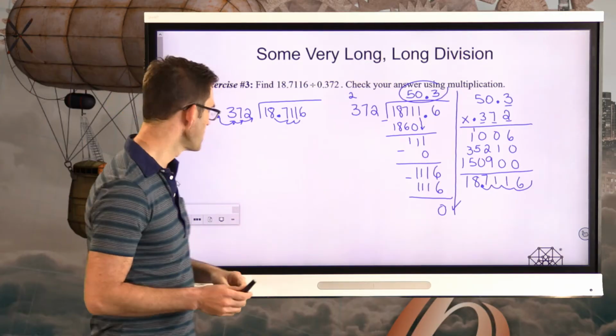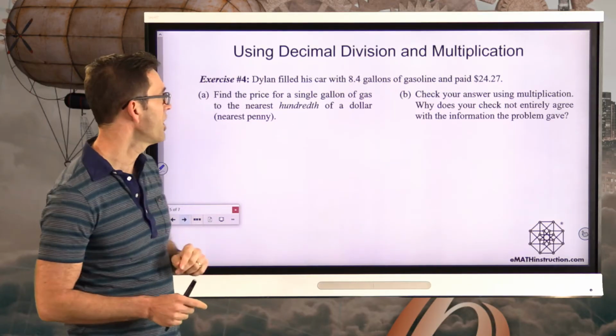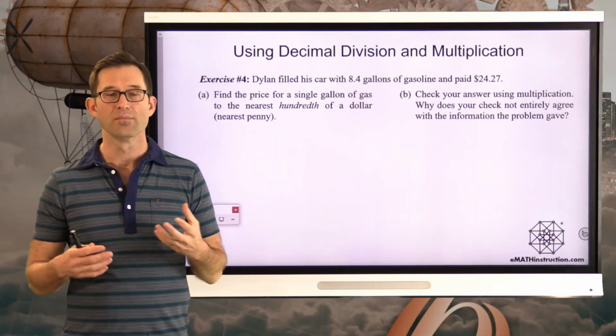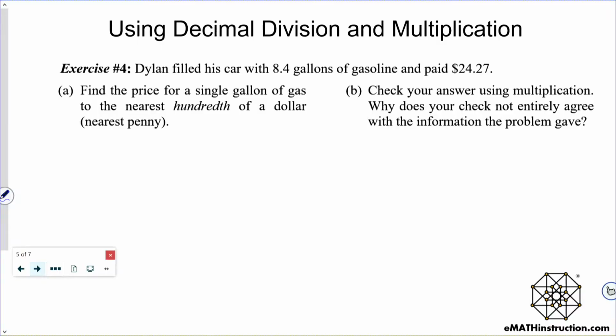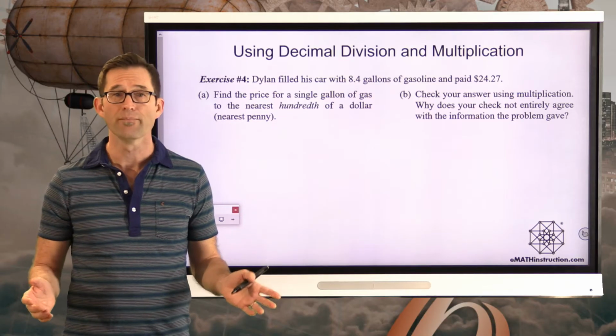Let's do another exercise. All right, let's use some decimal division and multiplication. Exercise number 4. Dylan filled his car with 8.4 gallons of gasoline and paid $24.27. Find the price for a single gallon of gas to the nearest hundredth of a dollar, to the nearest penny.